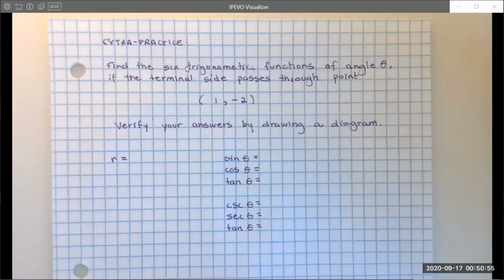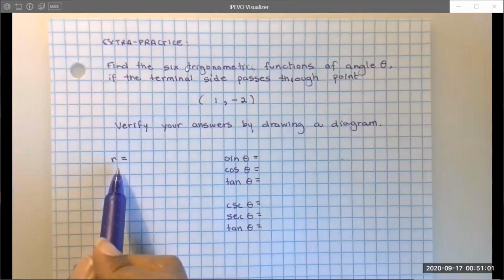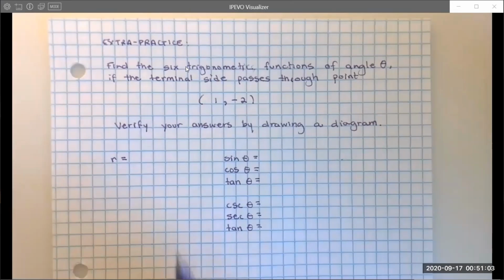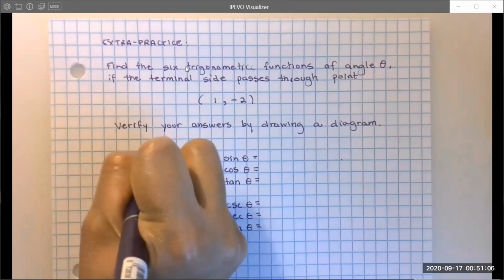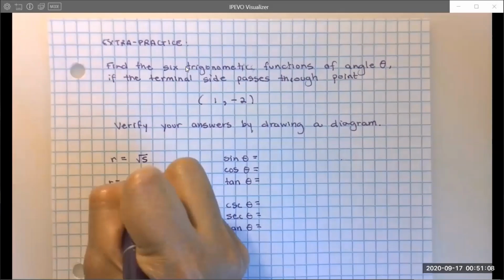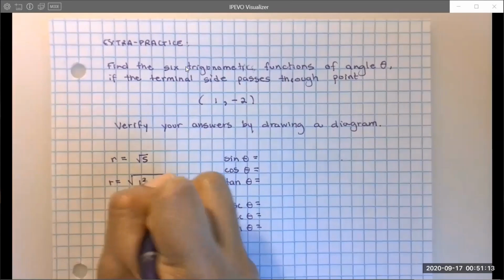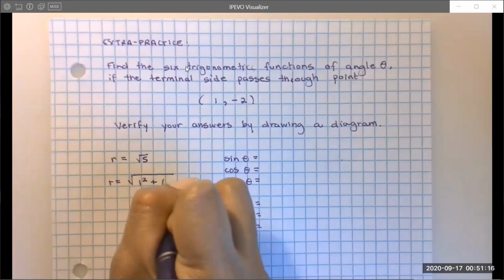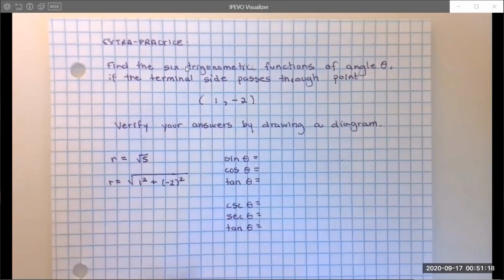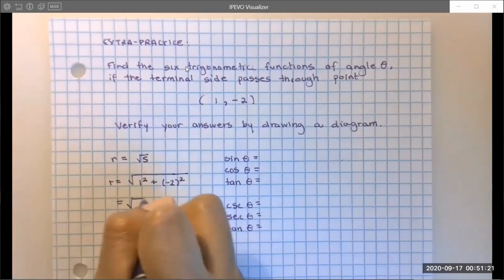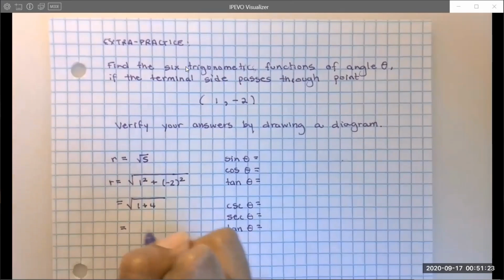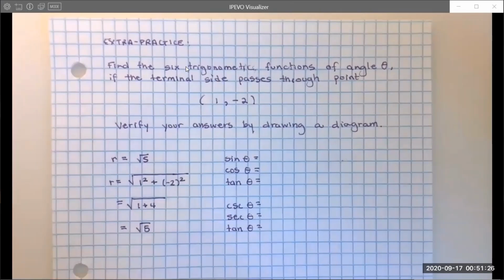And by the way, do we have any suggestions for R? What do you guys get for R? Is it square root of 5? Good. All right, so let's show the work to make sure we're all on the same page. We get this by taking the square root of x squared, which is 1, plus y squared, which is negative 2. So that becomes the square root of 1 plus 4, and that is finally the square root of 5. We can't simplify that any further, so we keep it that way.